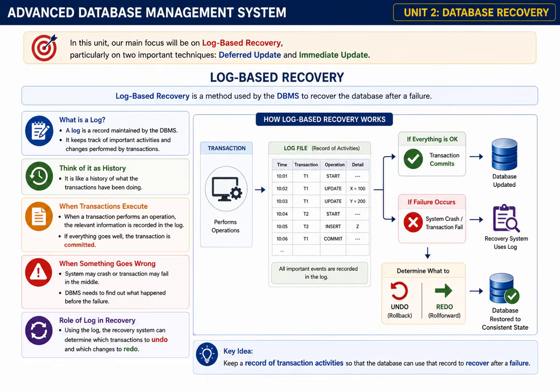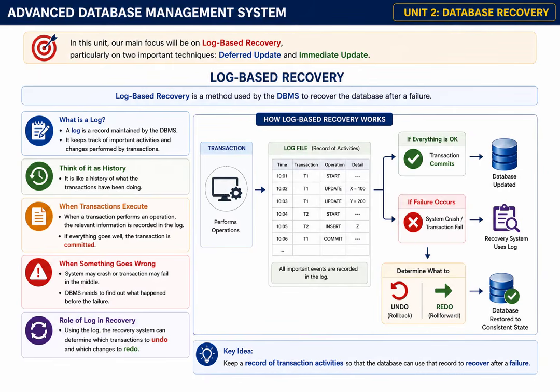Log-based recovery is a method used by the database management system to recover the database after a failure. We already know what a log is. A log is basically a record maintained by the DBMS that keeps track of important activities and changes performed by transactions. Think of it like a history of what the transactions have been doing. When a transaction performs an operation, the relevant information is recorded in the log. If everything goes well and the transaction completes successfully, the transaction can be committed. But suppose something goes wrong. Maybe the system crashes or the transaction fails in the middle. Now the DBMS needs to figure out what happened before the failure. This is where the log becomes extremely useful.